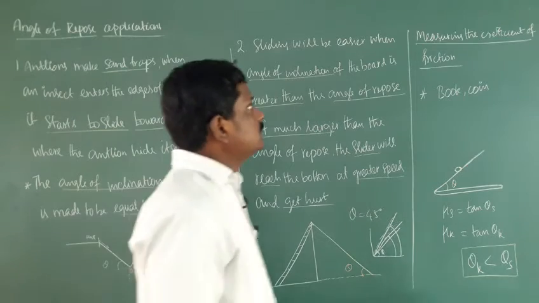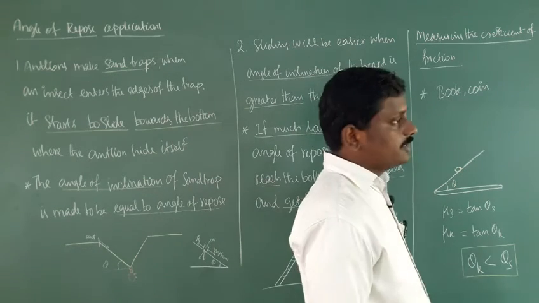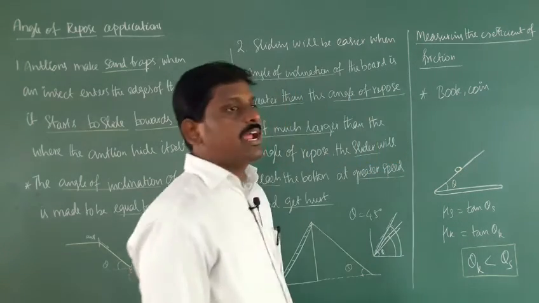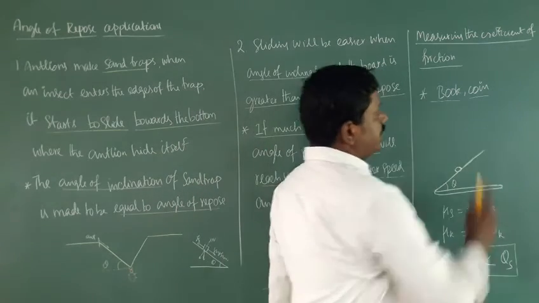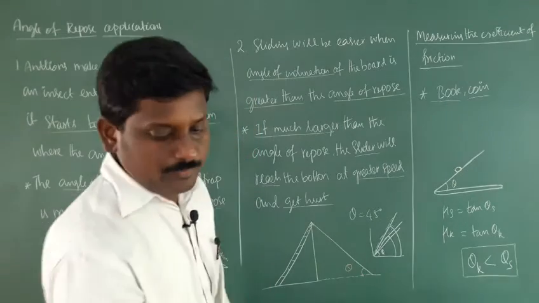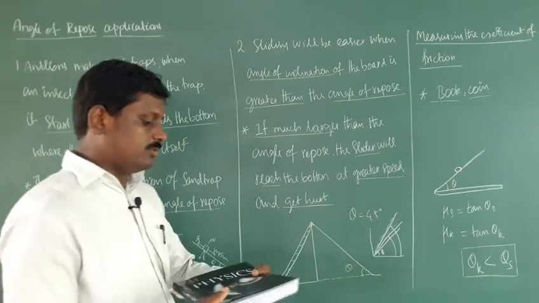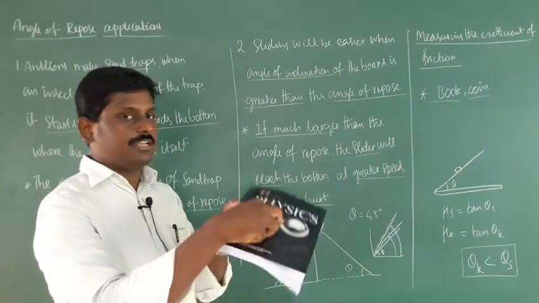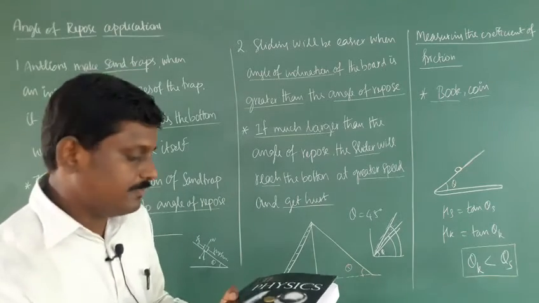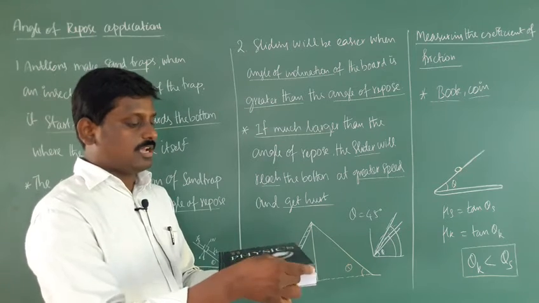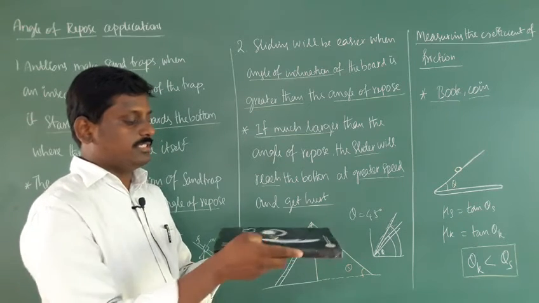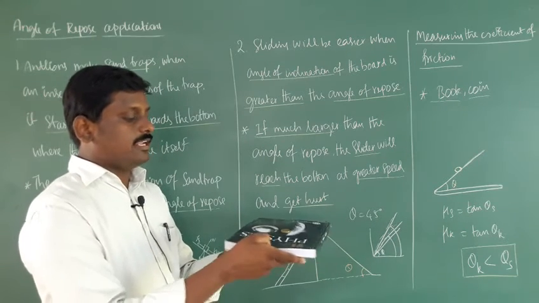The final one is measuring the coefficient of friction, static and kinetic. For that you need a book and a coin. Initially, this is a book, and there is a coin on it. First you need a strong boarded book. Then increase the angle of inclination.